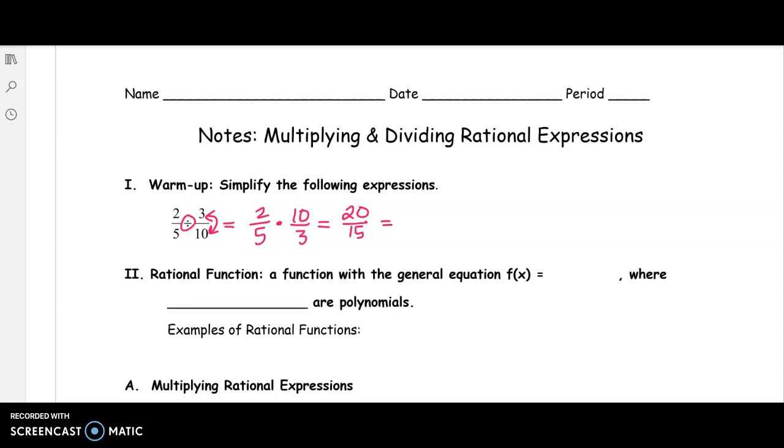Both of these numbers are divisible by 5. 20 divided by 5 is 4, and 15 divided by 5 is 3. So 4/3 is the final answer.